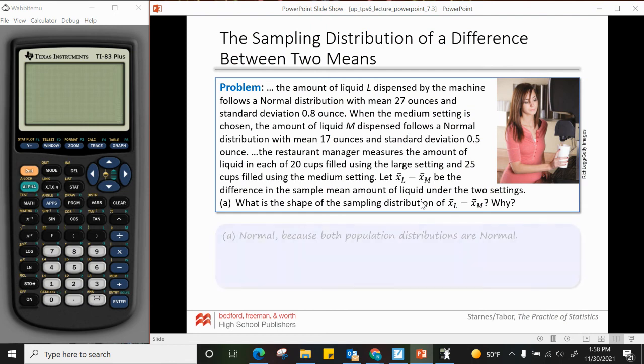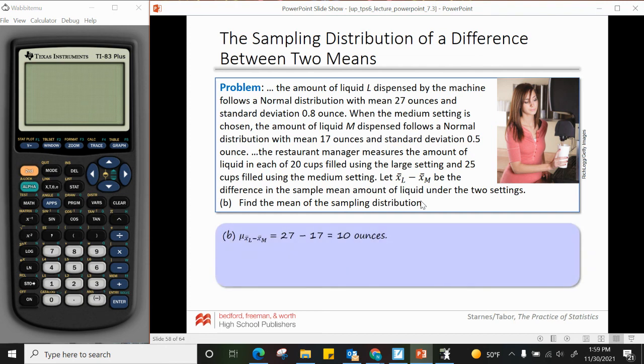The shape is going to be normal, because both populations came from normal distributions. Although my n's are less than 30, since they both come from a normal distribution, the combined sampling distribution will be normal. Now find the mean of the sampling distribution. Again, you are just going to subtract their means: x bar large minus x bar medium. 27 minus 17 gives me just 10 ounces.